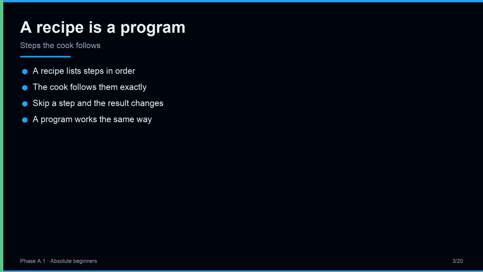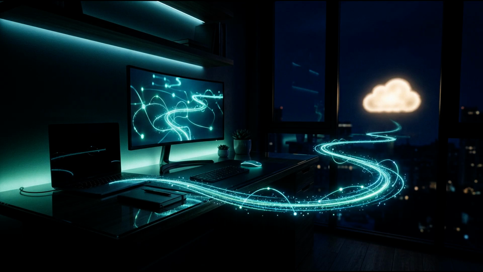Think about a recipe in a cookbook. It is a list of steps written down in order. First you heat the pan, then you add oil, then you add the onions. The cook reads each step and does it, one after another. If you skip a step or swap the order, the dish turns out different. A program is exactly this kind of written list, only the cook is a computer, and it never improvises. It follows your steps precisely as written. Steps in order.